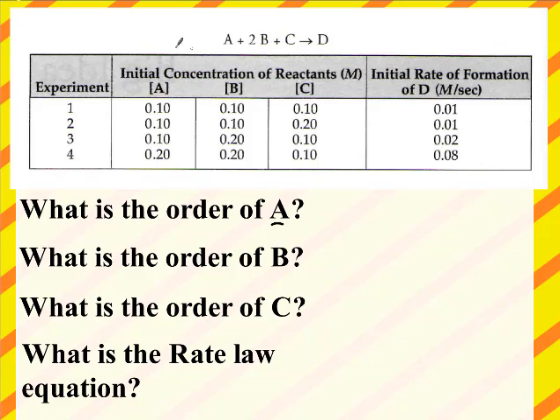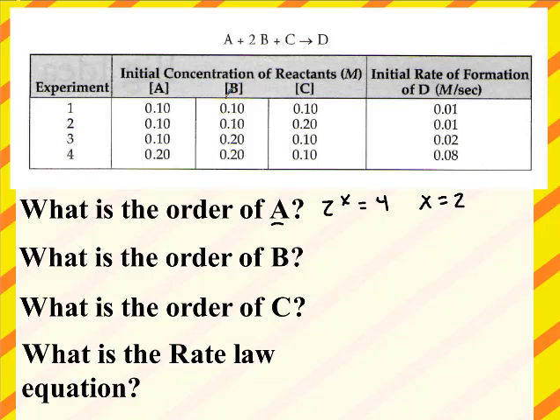I'm trying to find the order of A. So I need B and C to be constant and A to be changing. So in experiments 3 and 4, my B and C are constant and my A doubled. And then my rate went from 0.02 to 0.08, so that's times 4. So basically I get 2^x is equal to 4, so x is equal to 2. So A has the order of 2.